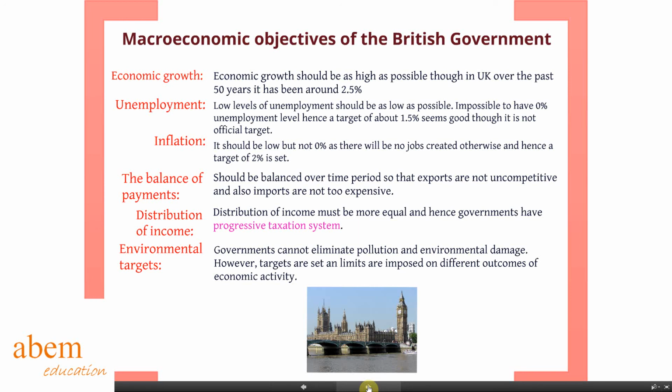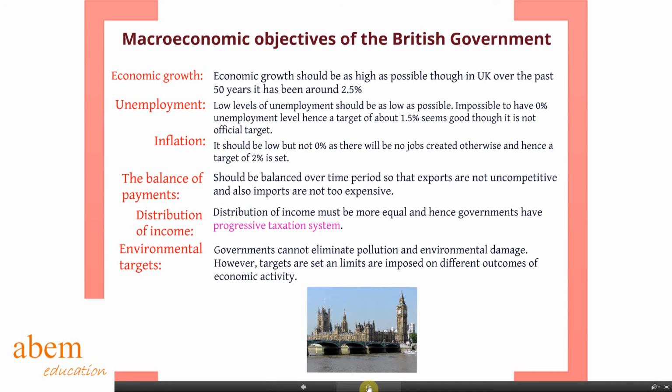Inflation is the only economic objective which has a specific target of 2%. The balance of payments should be balanced, as I've explained in the earlier slides, because if the balance of payments is not balanced, then our exports can be uncompetitive or imports can be too expensive. Distribution of income must be more equal so that people have a good standard of living, and that is why we have a progressive taxation system, meaning that the more you earn, the more money you contribute towards the social welfare of the state.